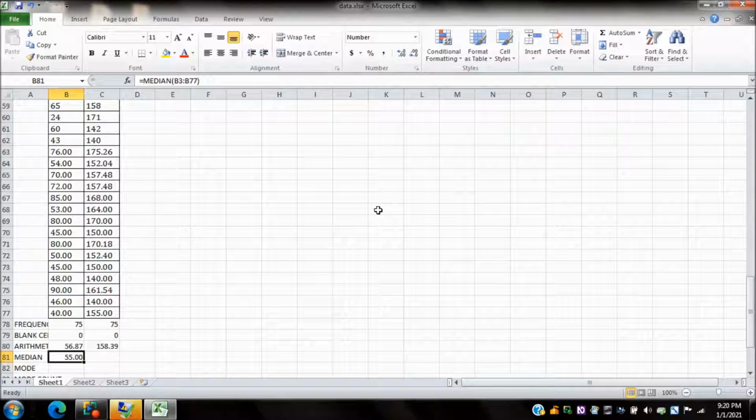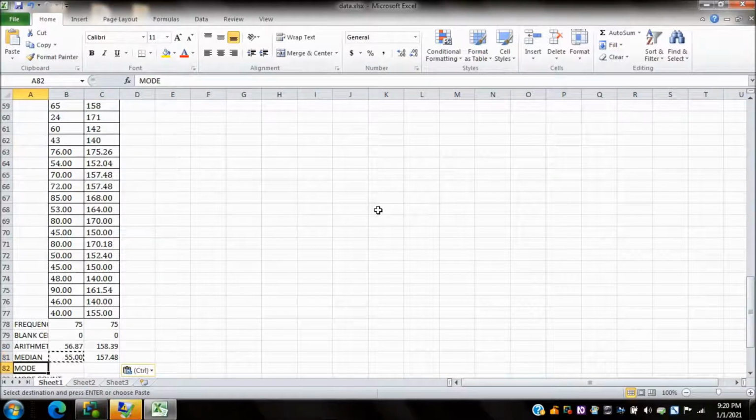And to find the middle height, I'm going to copy this formula from C81, height, and paste it here. 157.48 as formula C81. And the median height is 157.48 centimeters. Now next is I'm going to find the mode of the distribution.